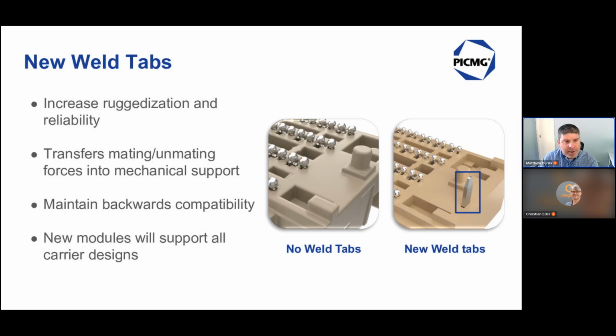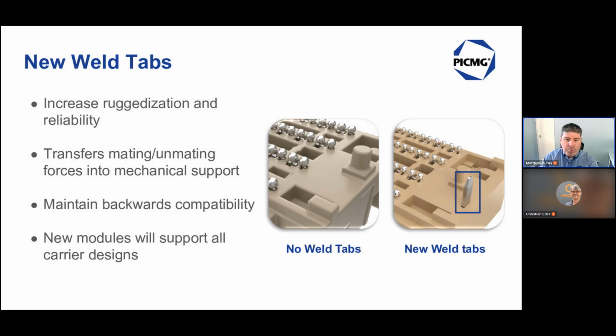We have added one additional feature within the COM-HPC 1.2 spec. We have added one additional feature to the connectors. COM-HPC 1.0 and COM-HPC 1.1 did not have weld tabs. However, because of the increasing feedback that we've heard from implementers of COM-HPC, adding this new weld tab really enables increased ruggedization and reliability within the system.